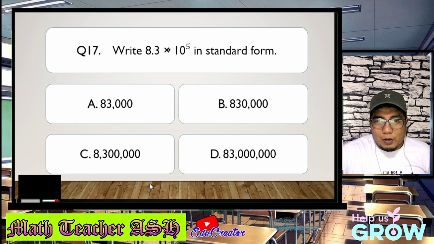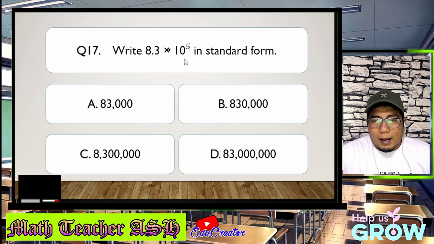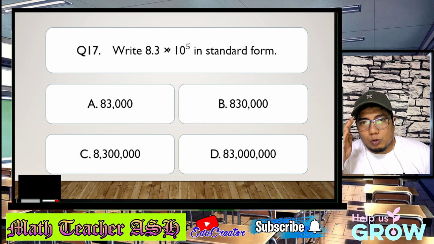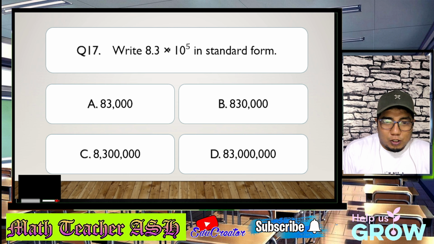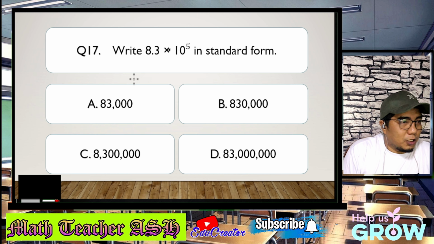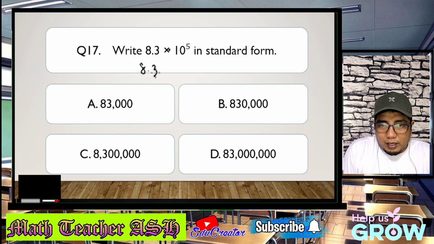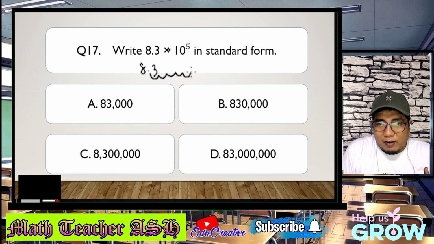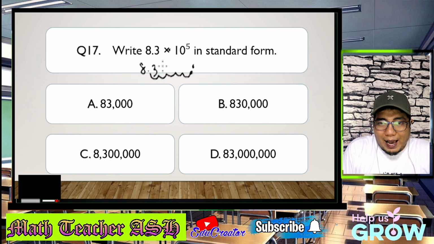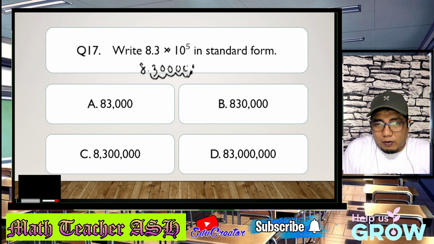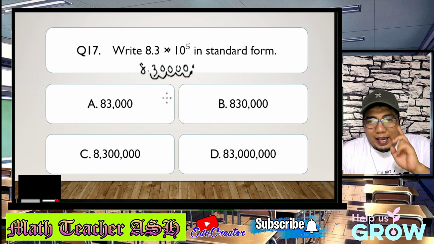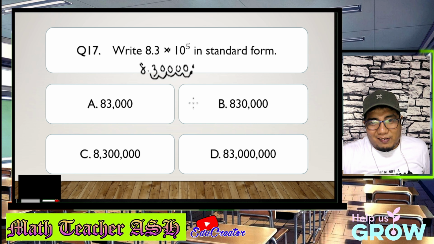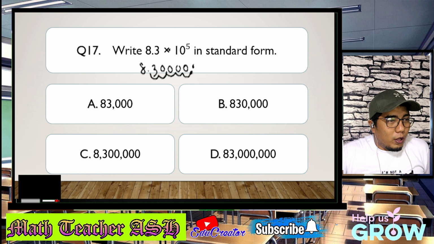Alright, my dear math learners, so how do we do this? Now, if we are talking about a positive exponent, what we need to do is move to the right. So if we have 8.3 and 10 to the 5th power, it means that we will be moving 5 units to the right. So 1, 2, 3, 4, and 5. So this will be our new decimal point. And the spaces that we skipped will be filled with 0. So that is 830,000. Alright, so letter B is the correct answer. Let us check whether we are correct.